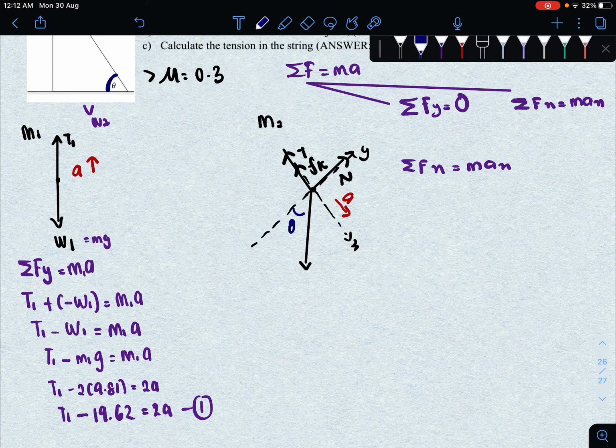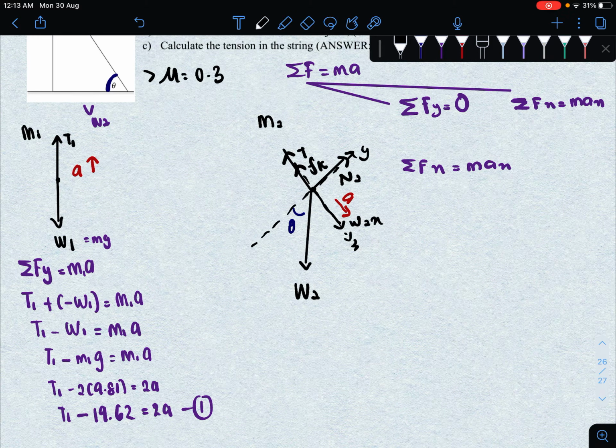Ini saya tak tulis ke? Sorry. W2 kita dan normal tu. W2 kamu ini berada di antara Y dan juga X dekat sini. Alright, it is in between Y and X. Therefore, if you resolve them, you are going to get W2 along X axis. Okay, so kita ada tiga forces along X axis. Tension, friction dan juga weight along X axis. Kita ada tiga dekat sini.